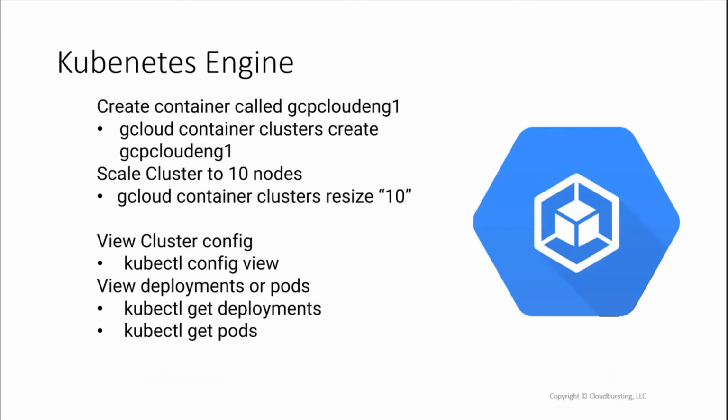Now, when it comes to Kubernetes Engine, here are some commands you may want to look at. For example, if you want to view your cluster config, view the deployment or pods, it'll list that: kubectl config view. And if we want to create a cluster, we can type gcloud container clusters create, and then the name. If we want to scale our cluster, we simply resize it to 10 or 8 or whatever is supported at the time. So let's go back to the console.